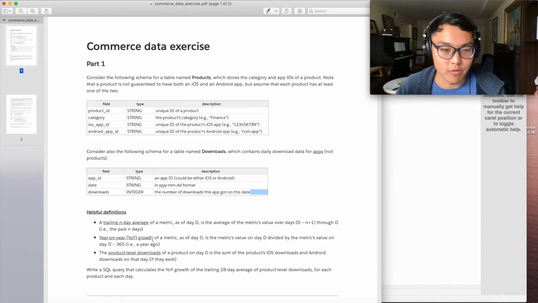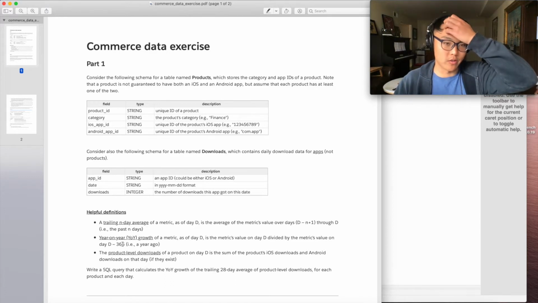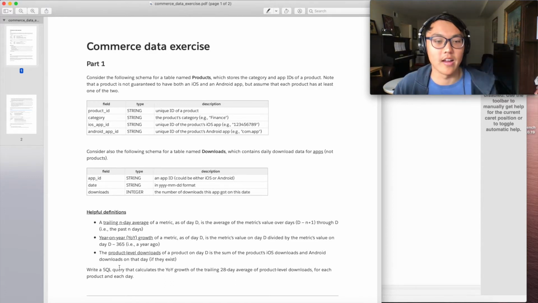And then year-over-year growth would be the metric's value divided by the metric's value a year ago. So basically, that trailing value from January 31st, 2020 divided by January 31st, 2019. And then product level downloads is the total number of downloads on that day if they exist for the other values. Cool. Okay, so let's set this up.